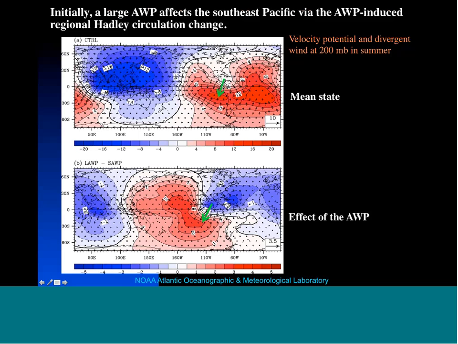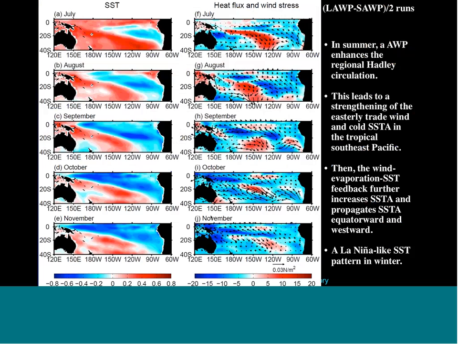At 200 millibar, the wind flows from the warm pool region to the southeast Pacific. For the warm pool effect, a large warm pool will increase this regional Hadley circulation. So the point here is the large warm pool will increase the regional Hadley circulation, which then changes the ocean and atmosphere over Southeast Pacific. Here is the detail.